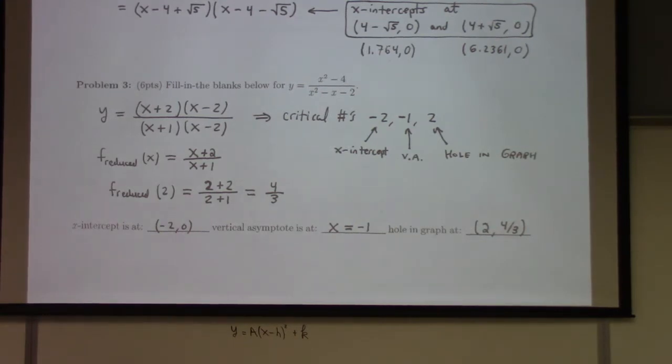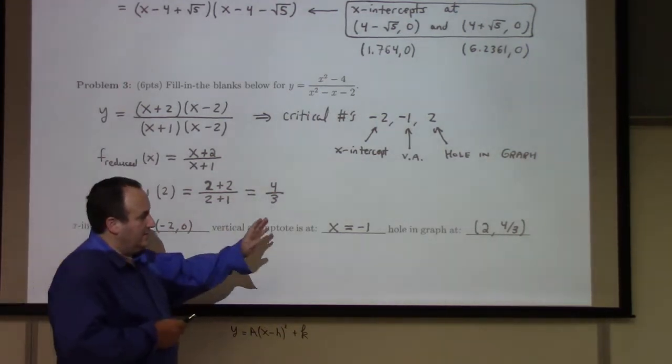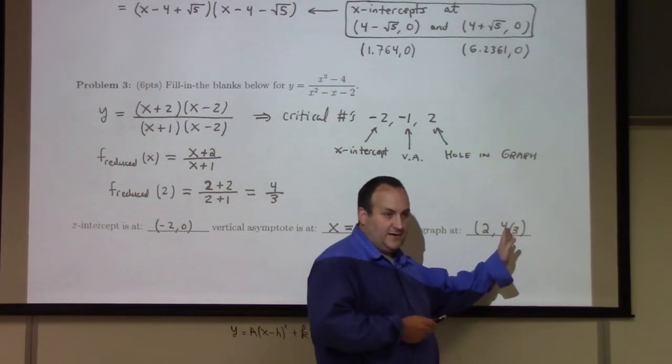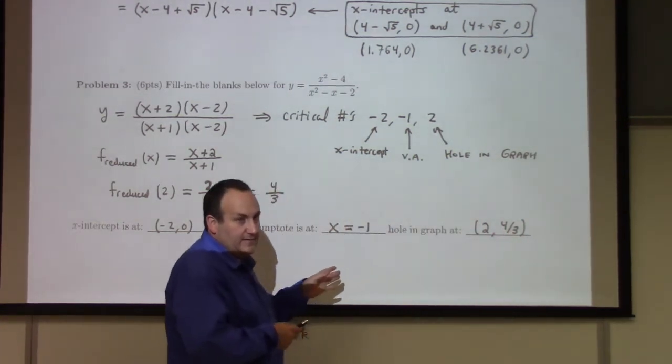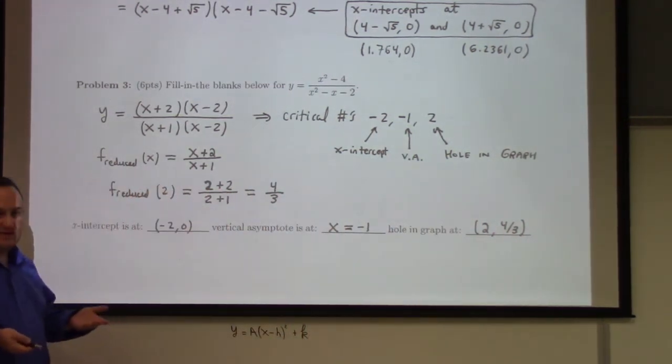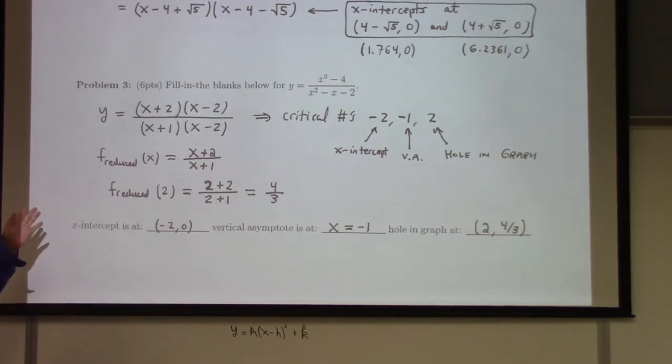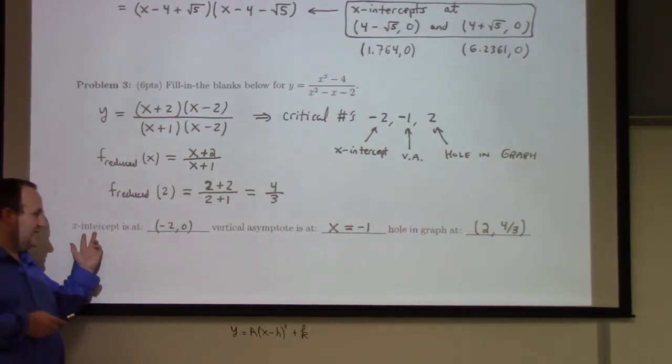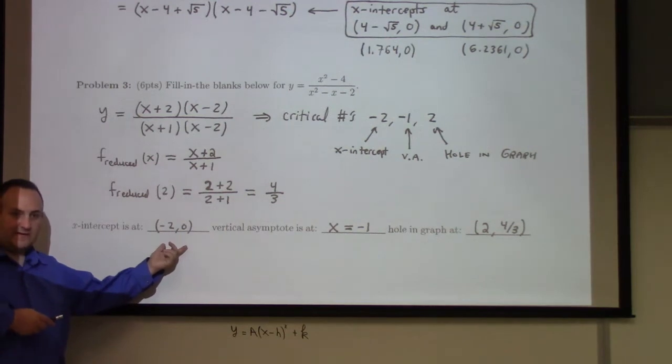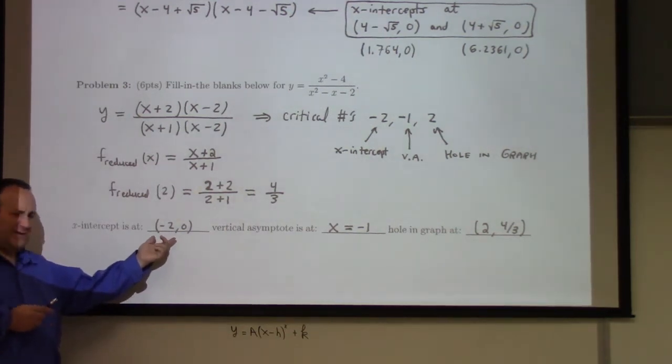Now, I did not take points off, you guys, if you just wrote minus 2, minus 1, and 2 here, right? That wouldn't have been wrong. It's not the best answer, though, right? Because the wording here said fill in the blanks below, and I didn't really clarify that I want the coordinates. I want the best description of these different features, right? The best description of the x-intercept is the coordinate where it's at, right? But I would not count you wrong here if you just wrote minus 2.